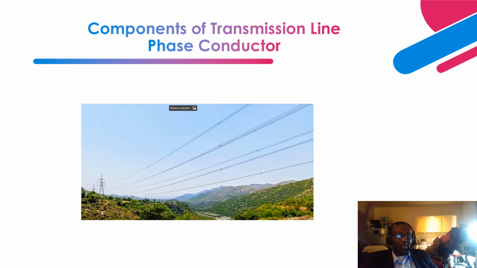Next is the phase conductors, as you can see over here. From one tower to the next tower is what they call the span. Like I indicated, sometimes you can have 2 conductors in phase or 4 conductors in phase, and you need a spacer that will hold these phase conductors in place.